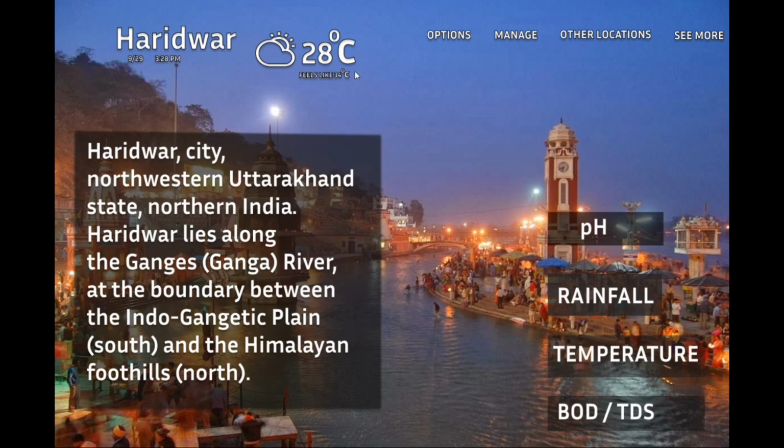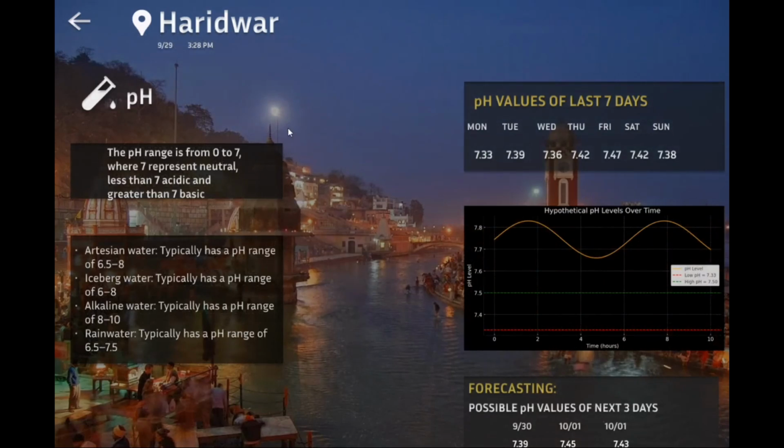Here temperature is given. Now the city description is given, where it lies and all that. Along with it, the parameters are given here. Suppose I select the parameter pH. The details about pH and the ranges etc. are given. The pH of the last 7 days is also given here. Based on that, a graph is given. Also, the forecasting of the next 3 days is given.